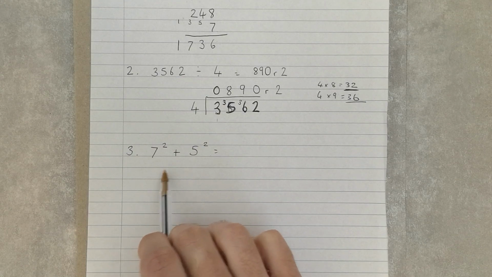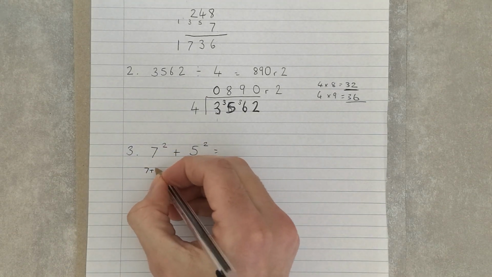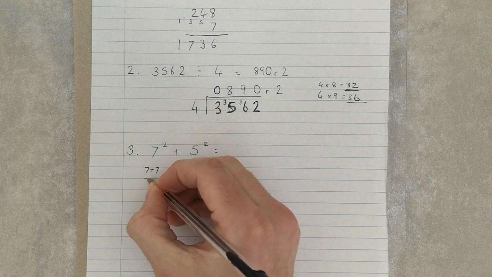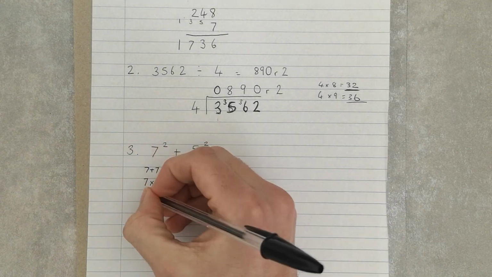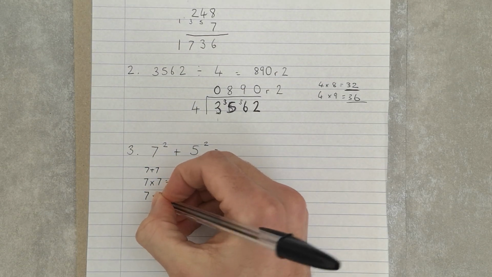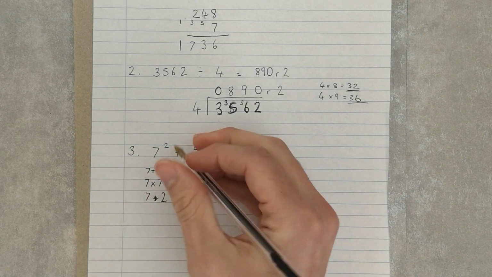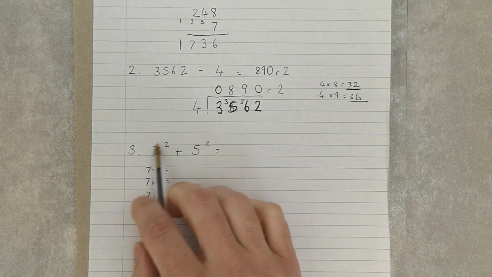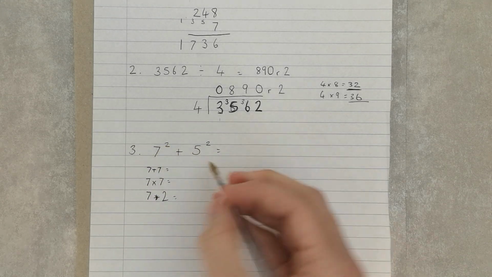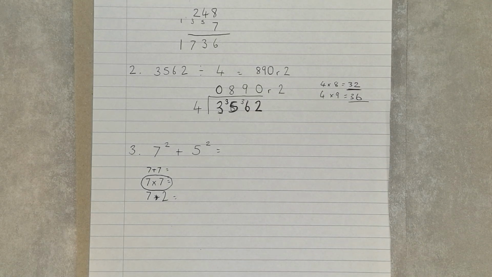Okay, right, last one. This one is what people forget the most. Okay, is it 7 add 7, or is it 7 multiplied by 7, or is it 7 add 2? Which one is it? This is the one we get most wrong. Okay, we've got to remember we're multiplying. Okay, when we've got the squared, we're multiplying it by itself, so it becomes 7 times 7.